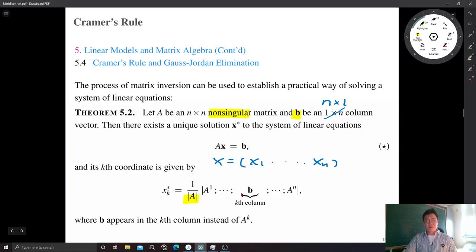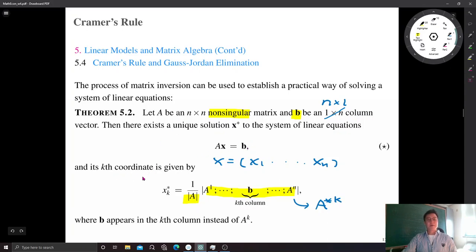First, we have to compute the determinant of the original matrix A regardless. And the second matrix is the same as the original matrix A, except the kth column. So all other columns are from the original matrix A, but the kth column is replaced by the parameter matrix B. Let me call this matrix A star K.